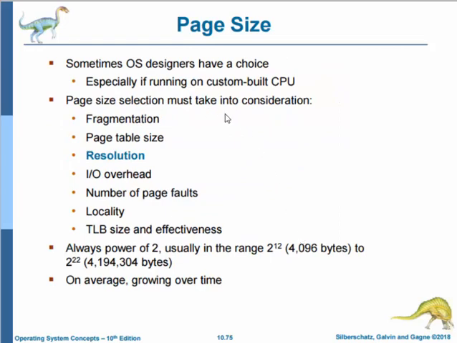The designer of the operating system for an existing machine has a choice concerning the page size. So page size is sometimes decided by the designer. However, page size selection must take into consideration the following: fragmentation, page table size, resolution, input output overhead, the number of page faults, locality, TLB size, and effectiveness. However, the page size is always a power of 2, usually in the range of 2 raised to 12 or 4096 bytes up to 2 raised to 22 or 4,194,304 bytes. On average, the page size is growing over time.